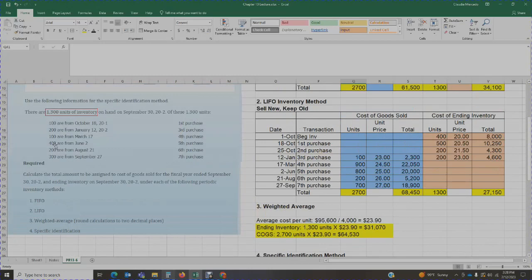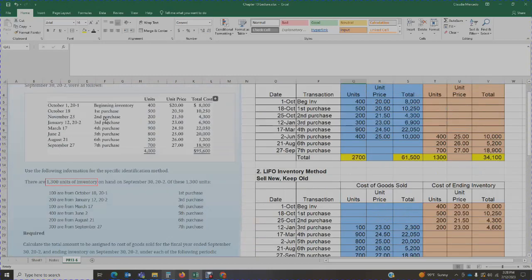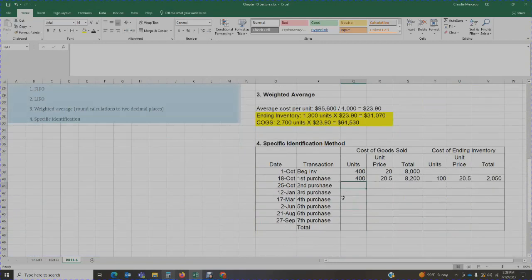Okay. From the second purchase, I've got November the 25th. I don't have anything here, so that means I must have sold everything. So I sold those 200 at $21.50. Those were sold.